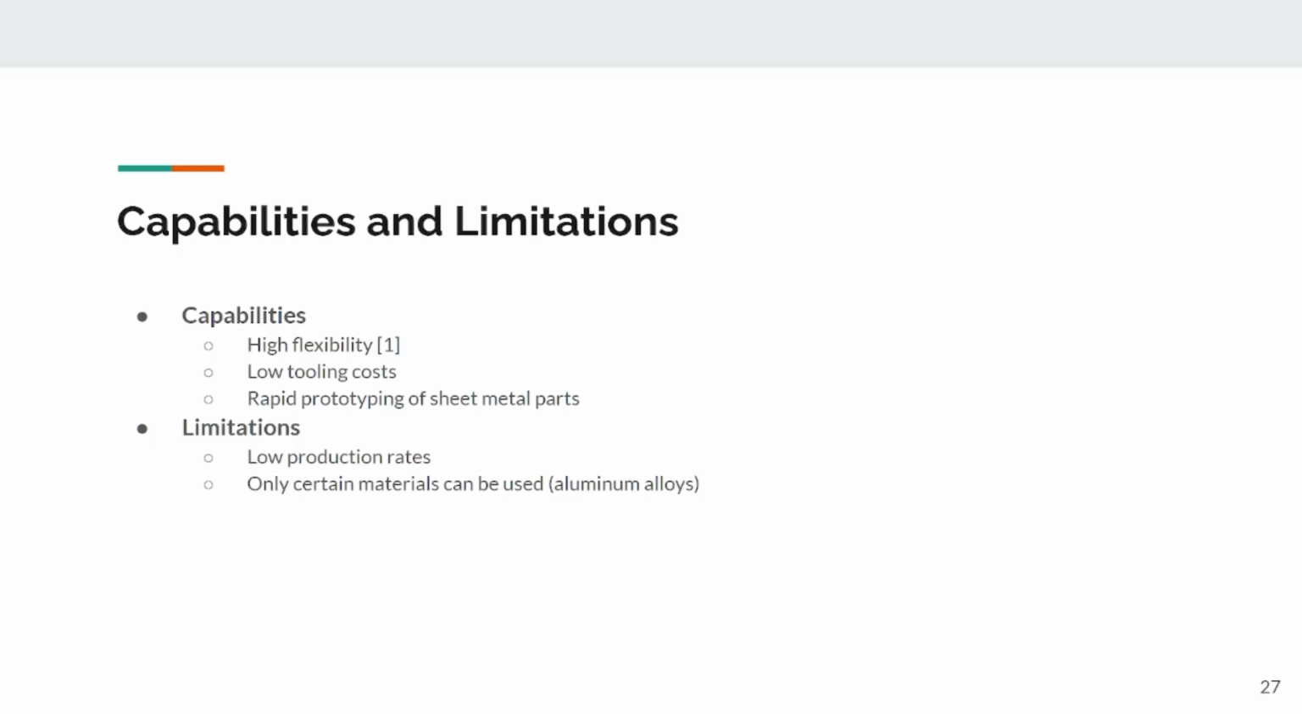Capabilities include that it has very high flexibility, has low tooling costs, and it's able to rapidly prototype sheet metal parts. Limitations, however, include low production rates and the fact that only a certain amount of materials can be used, specifically those aluminum alloys. Not all materials can use incremental forming.